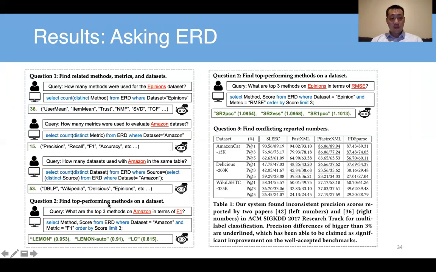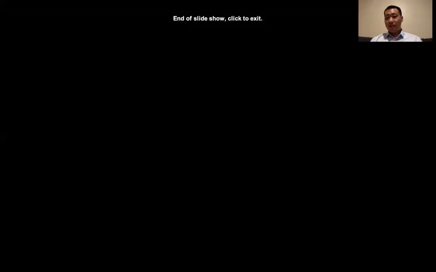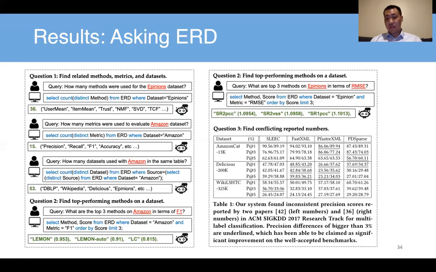What's the top performing method on a data set? If you give the metric and the data set, it can return the top 3 methods, for example the top 3 for F1, and you can also find the source of the papers. The last one is to find the conflicting numbers. We can recover what we presented in this table from our database when you do this query. Okay, that's all for this part of the talk. Thank you very much.